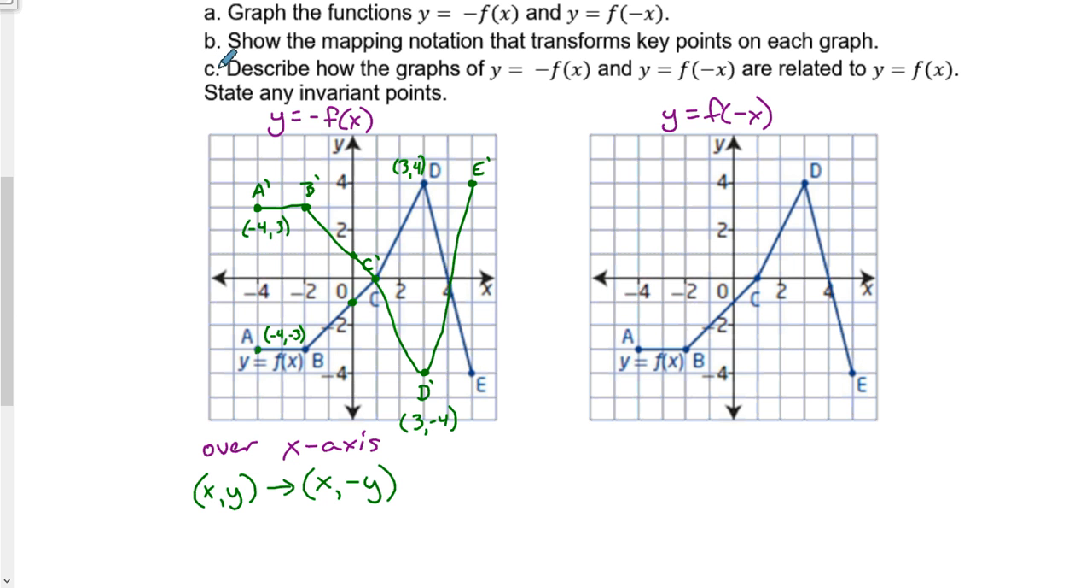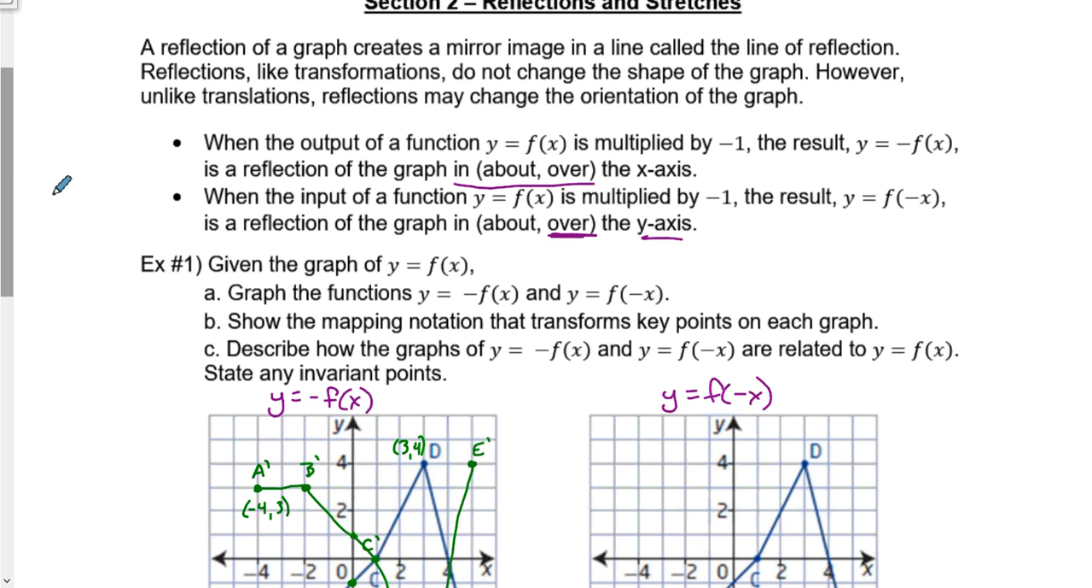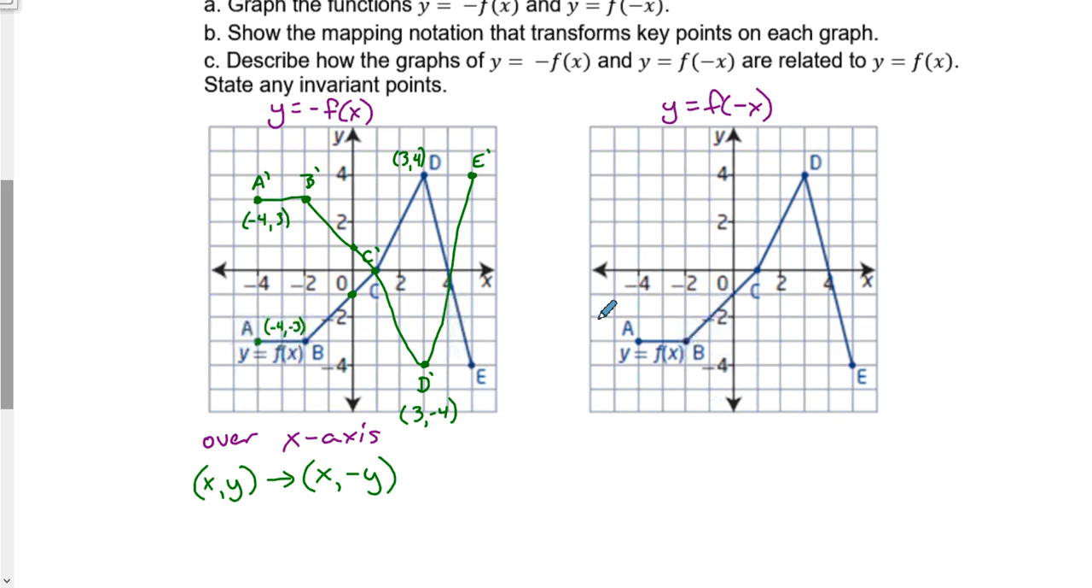I'm going to skip over this C just for a moment, just so we see more graphs. But so we see this negative on the inside. Now the negative on the inside means that the input is going to be multiplied by -1. Long story short, the x's are being multiplied by -1. So what we know is that this is actually going to be over the y-axis. And again, I will get to the point as to how you can easily tell this really quickly.